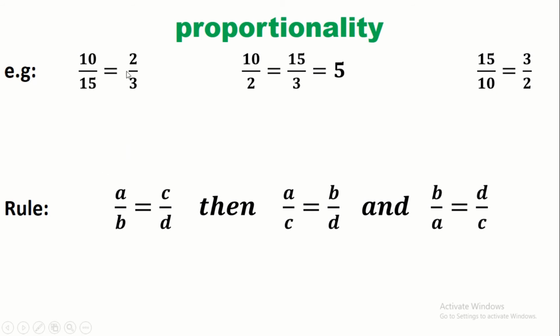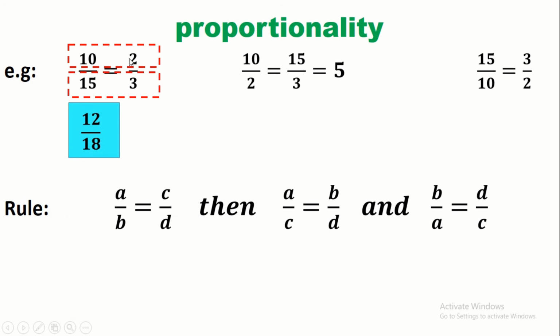Something else which is very important. Note please, we have 10 over 15 equals 2 over 3. If we add numerators together, can't we say 10 plus 2 over 15 plus 3 is equal to them? Let's check it out. 10 plus 2 is 12. 15 plus 3 is 18. Can't we simplify both of them by 6? What should be the answer now? 2 over 3. We have the same ratio, which is a proportionality ratio.